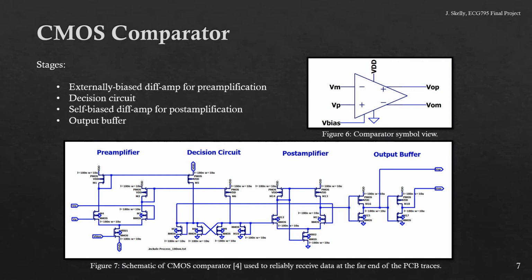The second stage is the decision circuit, whose outputs are fed into the third stage, a self-biased differential amplifier for post-amplification after a decision has been made. The final stage is an output buffer, which regenerates differential signals from a single-ended output.